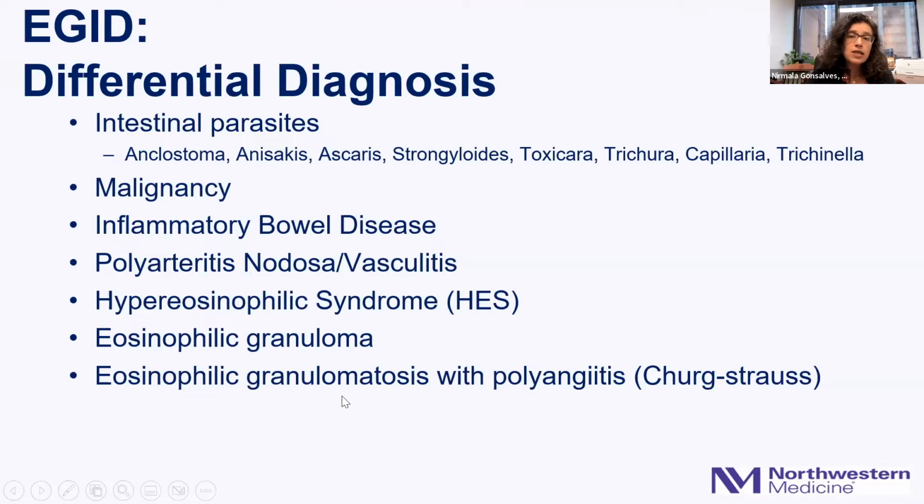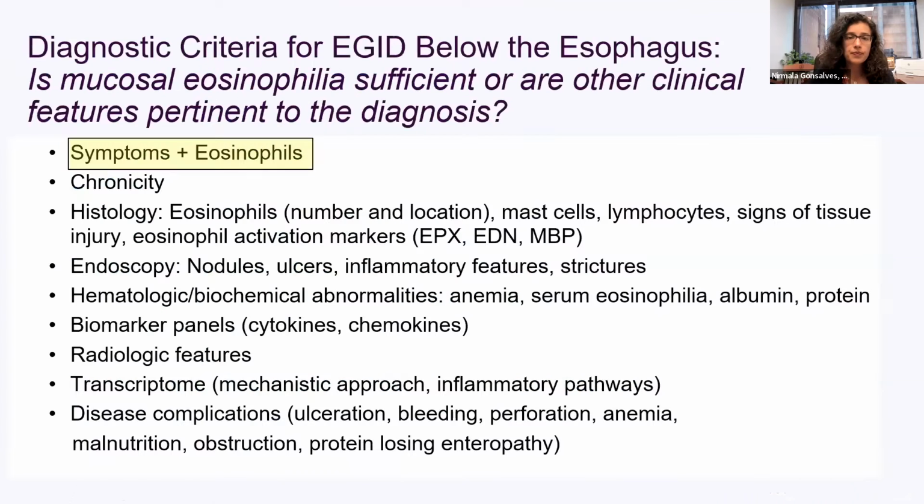This slide just really highlights that not all eosinophils in the gut are EGID. We really need to put this in the right clinical context in order to make that diagnosis. Again, I mentioned that we don't have diagnostic criteria yet for EGIDs below the esophagus. This is in evolution, and there are many questions that have come up.